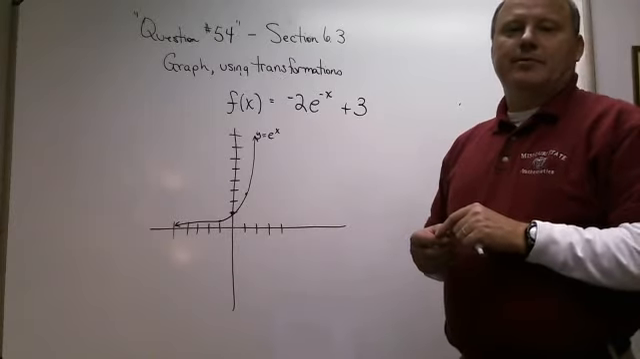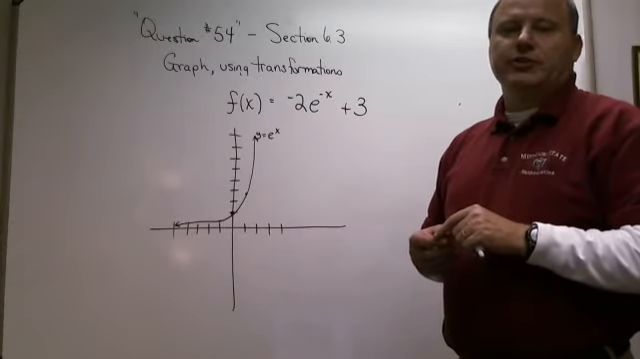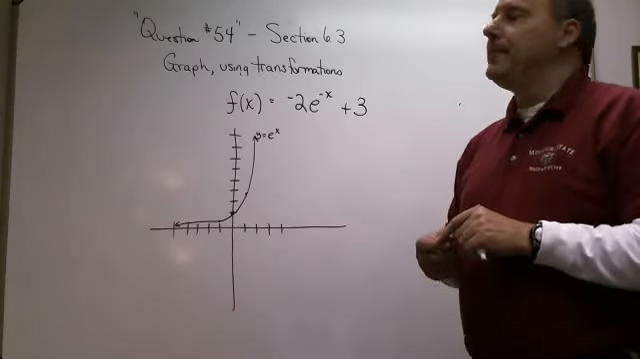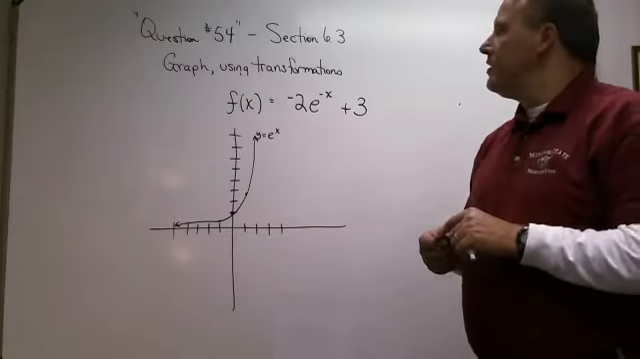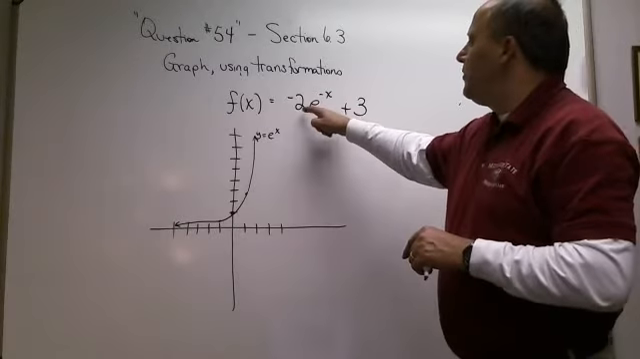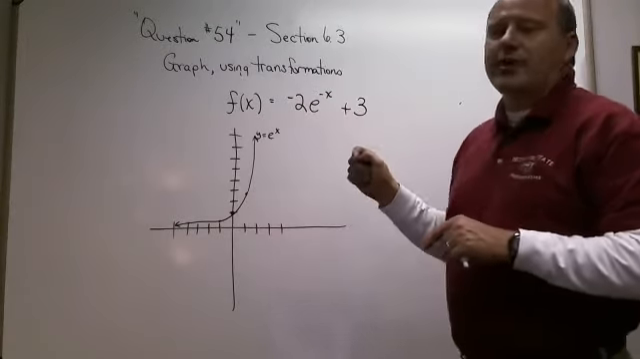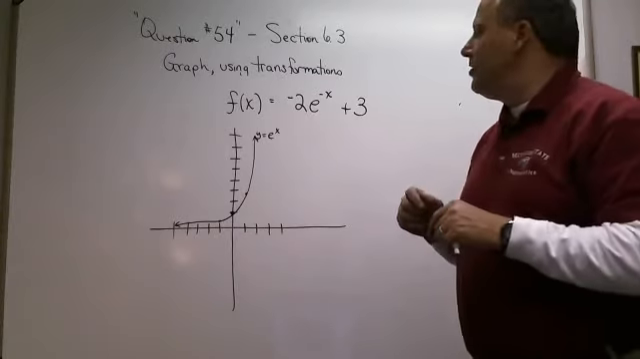Hi again, this is problem number 54, or very close to it, from section 6.3. And this one, you have to graph using transformations as well. So you have to graph the function -2 times e to the negative x plus 3. So I first graph what I'd call the parent function, e to the x.